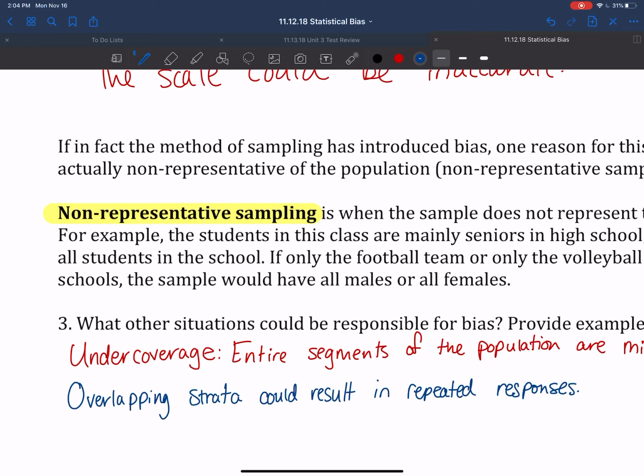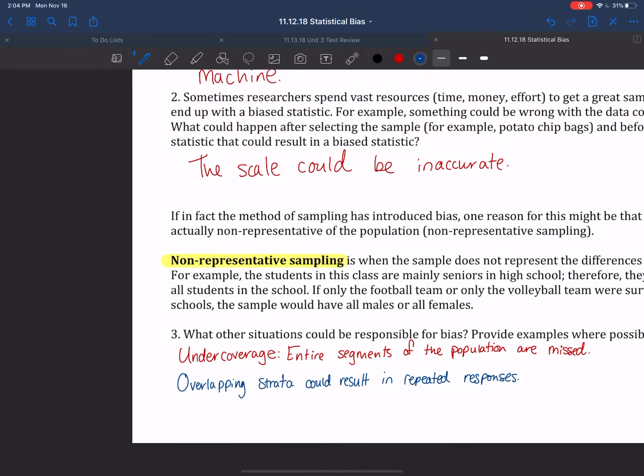For example, if you were going classroom to classroom asking a survey question, you could ask first period math these questions, and then in second period go to English. And there could be a student in the first period math that is also in second period English and is answering this survey twice. So that is an example of overlapping strata. All right.